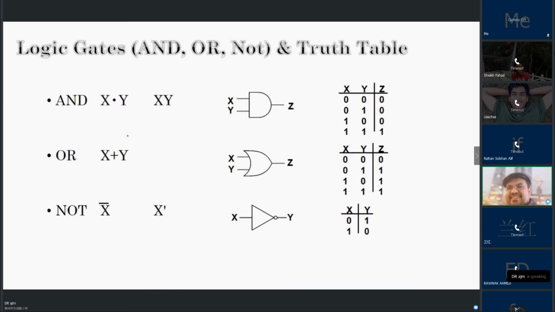First gate is AND, okay? X dot Y or XY, no problem. Symbol is like that. Truth table is also like that. Next one is OR, X plus Y. That symbol is like that, and truth table, and NOT is also something that we had in the previous lecture.